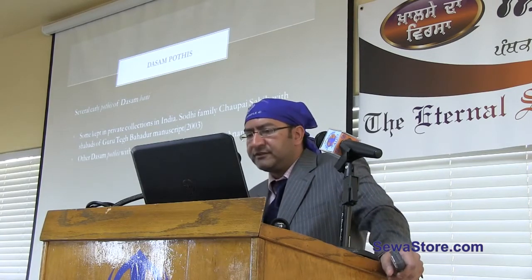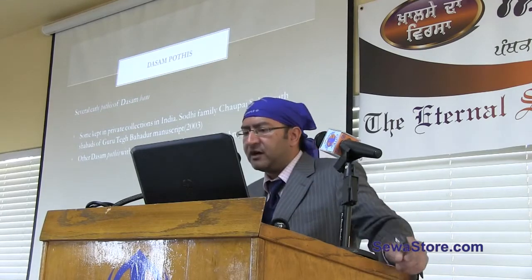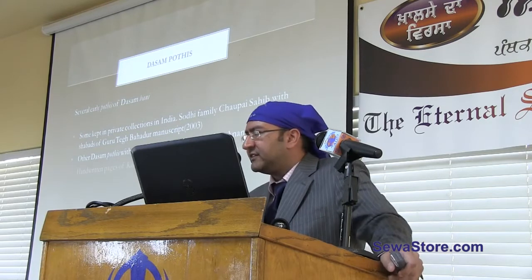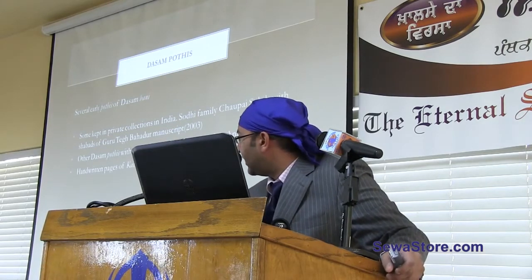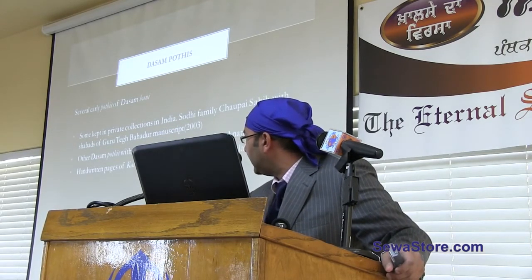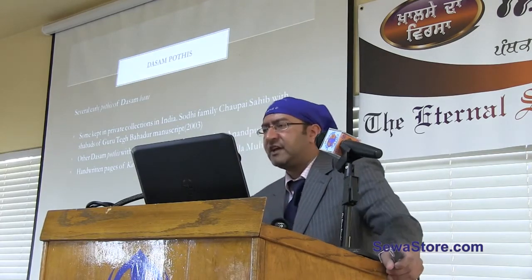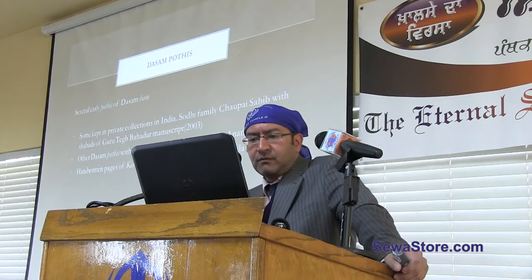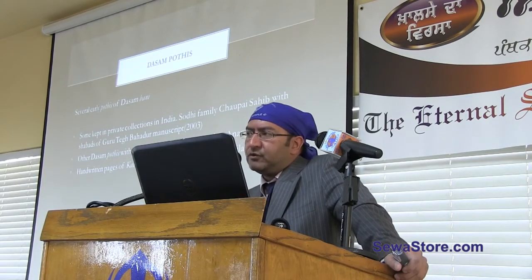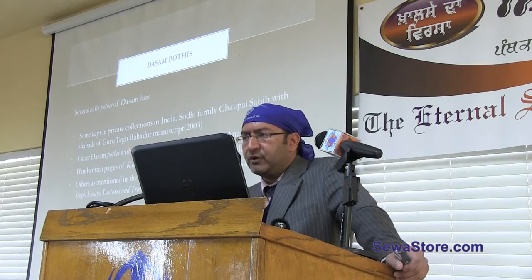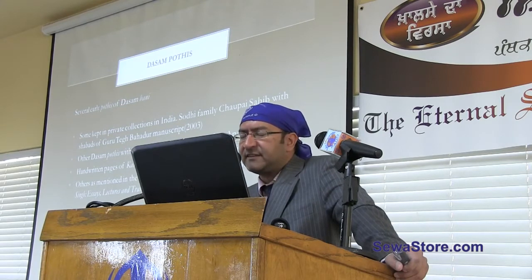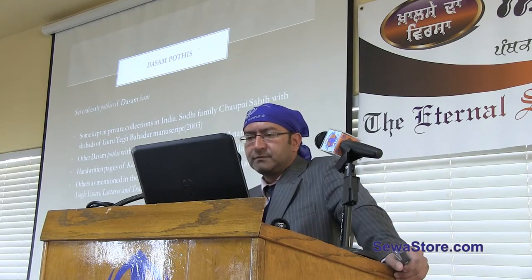There are other Dasam pothis with the descendants of Surajmal at Anandpur Sahib. And it's also come to my attention that there are handwritten pages of Kalki Avatar at Burj Baba Allah Singh Kala Mubarak, which is essentially the private collection of Maharaja Patiala. There are also some other pothis which have come to my attention, and these feature in my forthcoming book, The Granth of Guru Gobind Singh, Essays, Lectures and Translations.